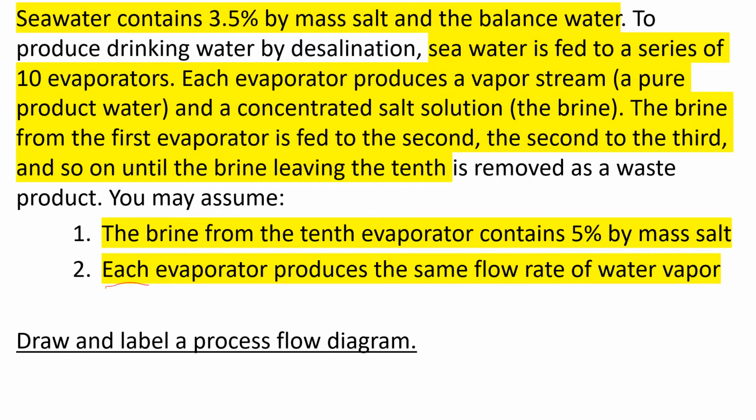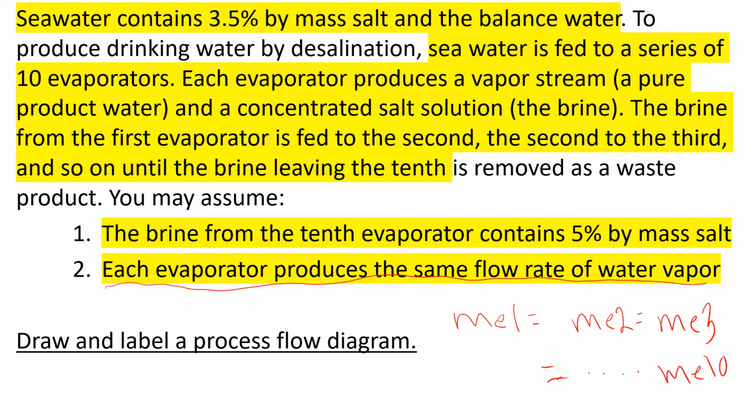Well, it turns out this last statement dramatically reduces the number of unknowns. What we're going to do is assume that each evaporator produces the same flow rate of water vapor. Wow, that's great. That means the mass evaporated from 1 is equal to the mass evaporated from 2 equals the mass evaporated from 3, and so on for the rest up to the mass evaporated from 10. They're all equal. So instead of having 10 unknowns, we're just going to have 1. Let's update our process flow diagram with that.